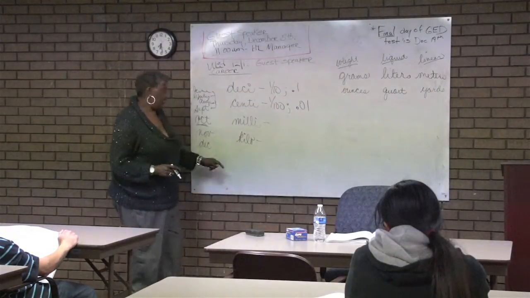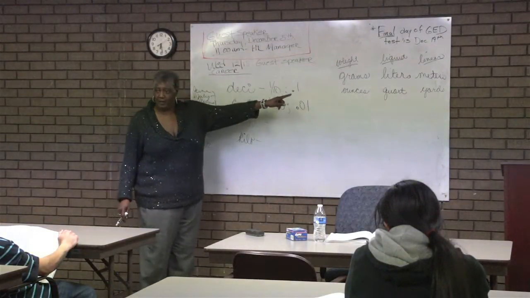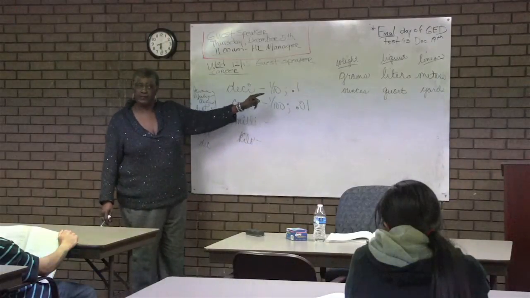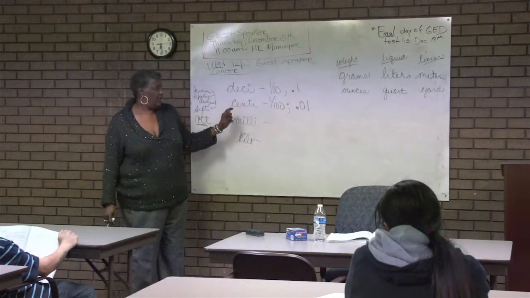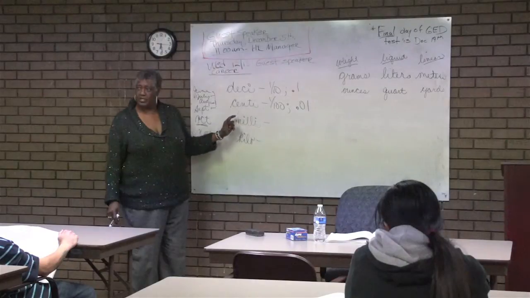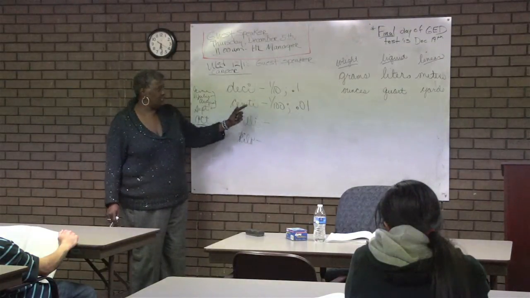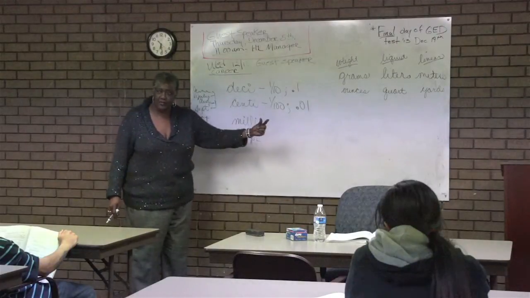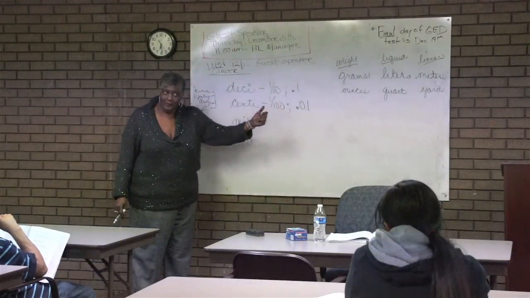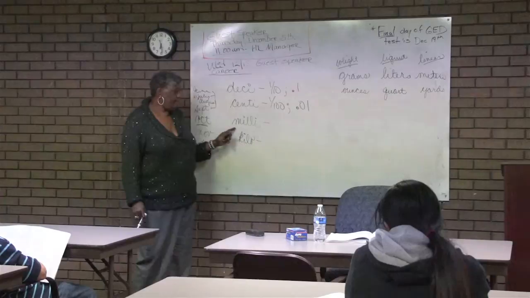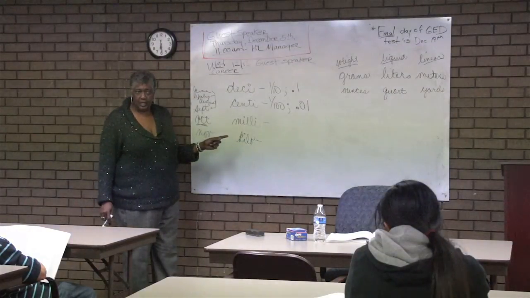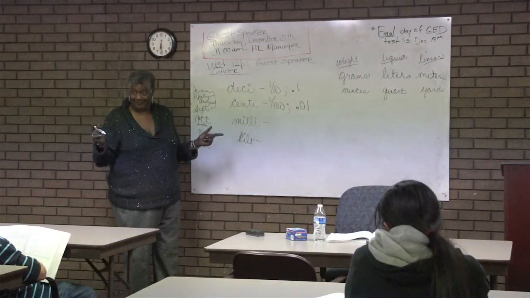Okay? So if it's a centigram, it takes 100 of them to make 1 gram. A centiliter, it would take 100 of them to make a liter. You see, it's so much easier. Centimeter, it takes 100 of them to make 1 meter.